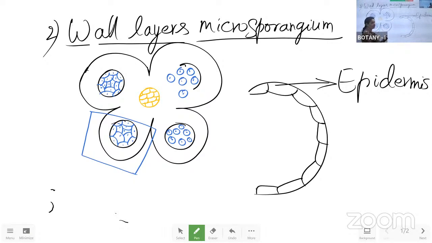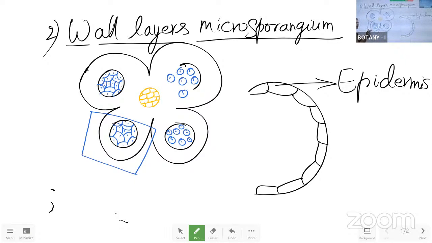And one more function of the epidermis: at the 2 lobes of the microsporangium, very thin-walled epidermal cells are present. And these epidermal cells are meant to split; they help to split or dehisce the anther to release the microspores into the outside dry atmosphere. So this much we have to remember and write.